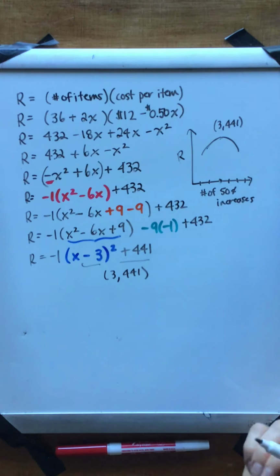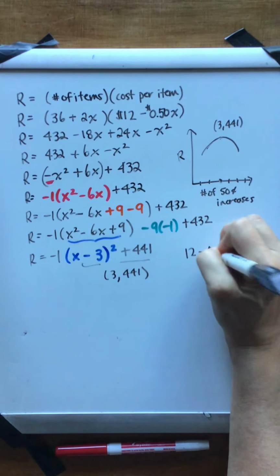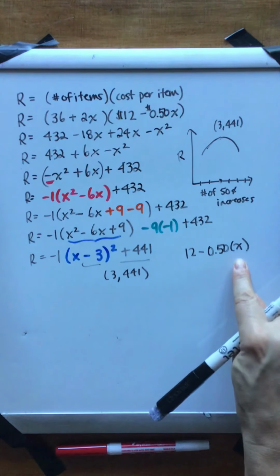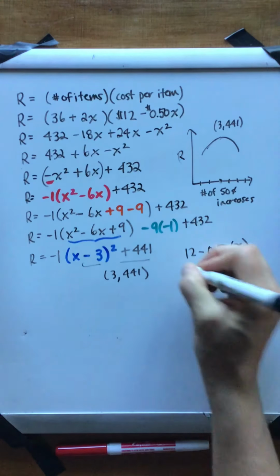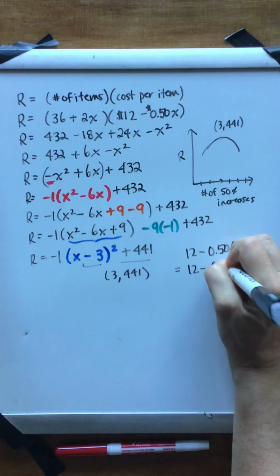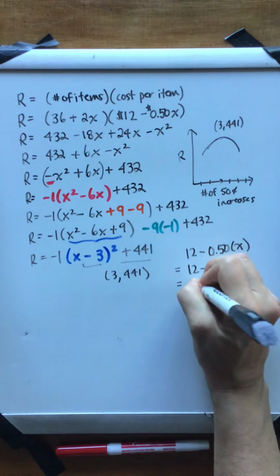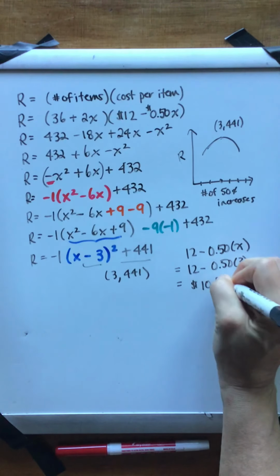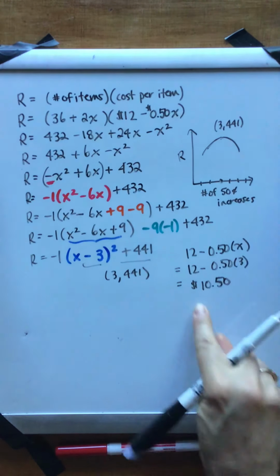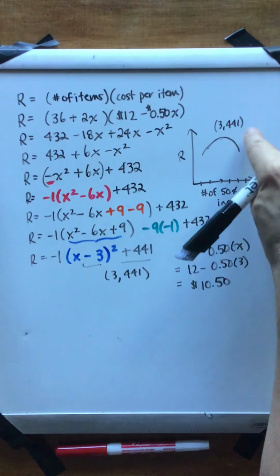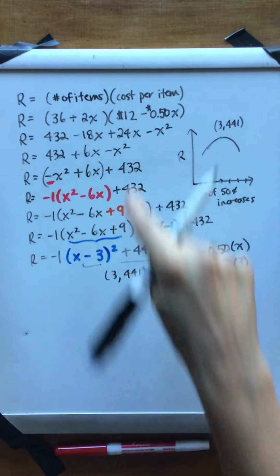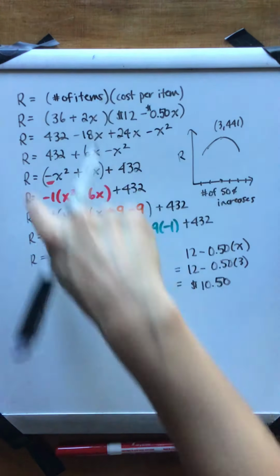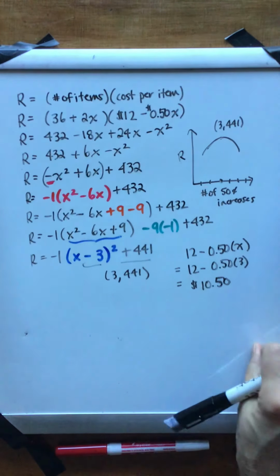On the other side, the question says, what could we charge in order to make this revenue happen? So I'm going to go back to the cost per item right here. You'll notice that it was $12 minus a certain number of 50-cent increases, and we calculated that x should be equal to 3. So if we take away 3 50-cent increases, it means that I would charge, in order to make the most money and get the most rentals, $10.50. That would give me my $441 over that time period. Maybe this is a daily thing, maybe this is a weekly thing, doesn't matter. That's what I would have to charge.